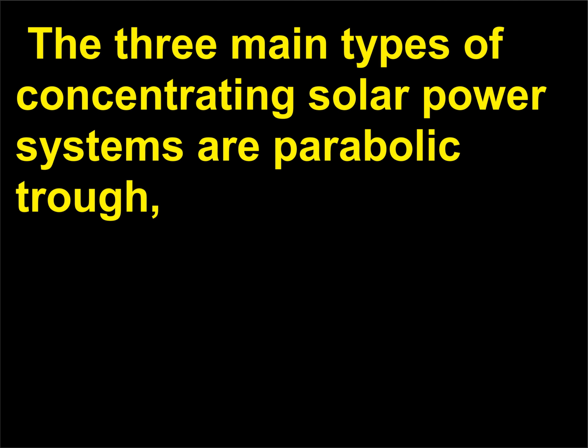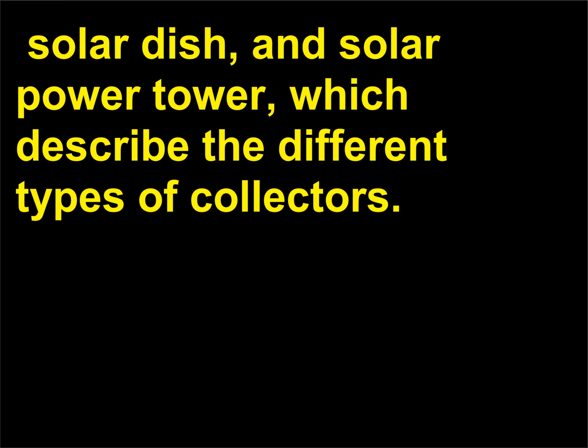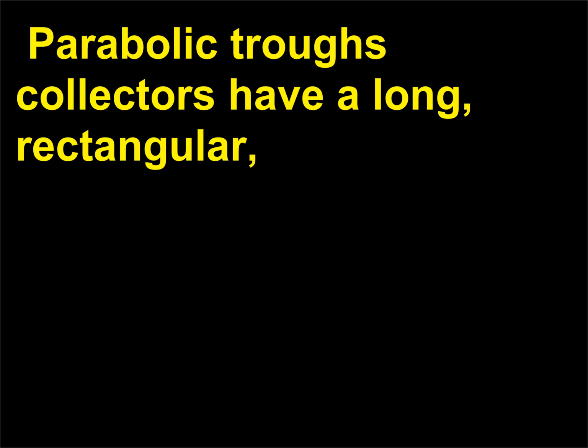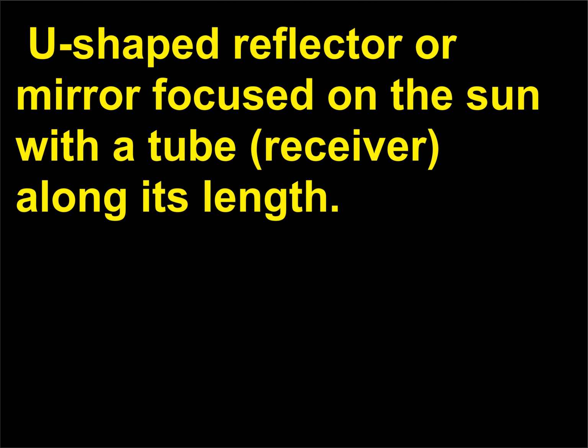The three main types of concentrating solar power systems are parabolic trough, solar dish, and solar power tower, which describe the different types of collectors. Parabolic trough collectors have a long, rectangular, U-shaped reflector or mirror focused on the sun with a tube receiver along its length.